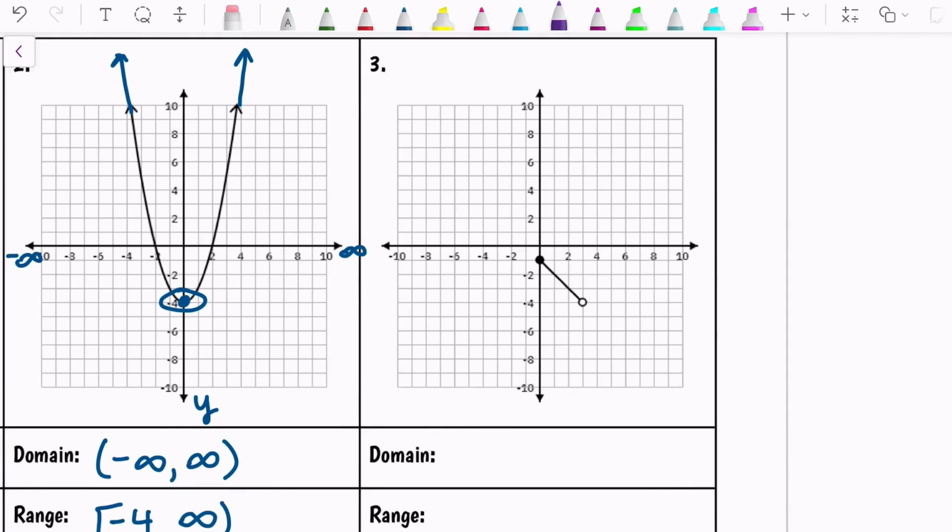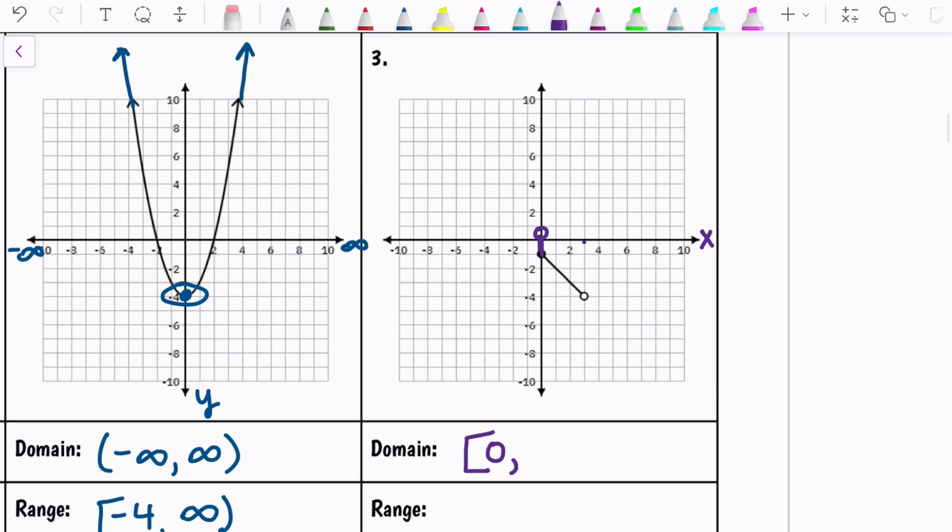This time we have no arrows, so we are going to have brackets or parentheses and a number on every side of our interval. So when I ask myself how far left, I'm looking at the x-axis for left. That's right here. That's the furthest left it goes. That's at 0. It is a closed circle, so I use a bracket.